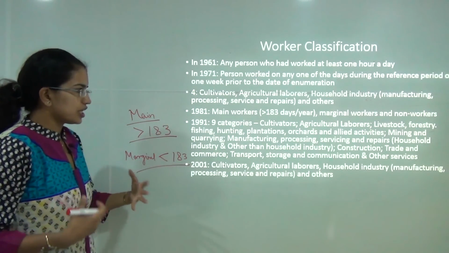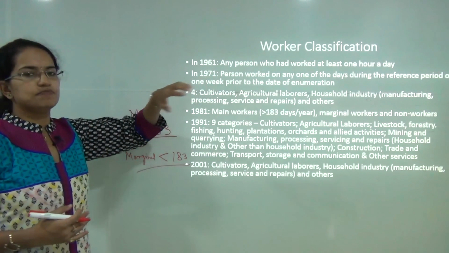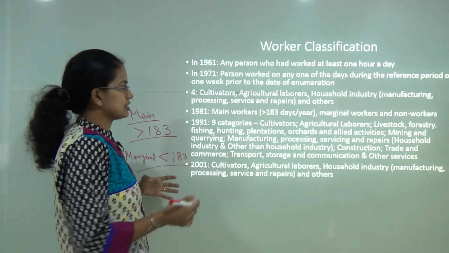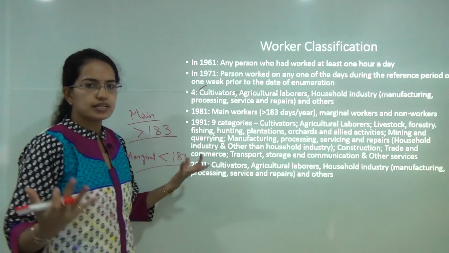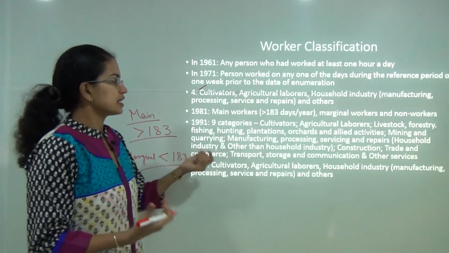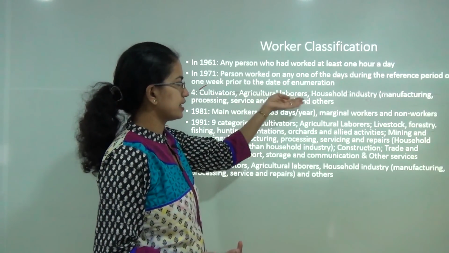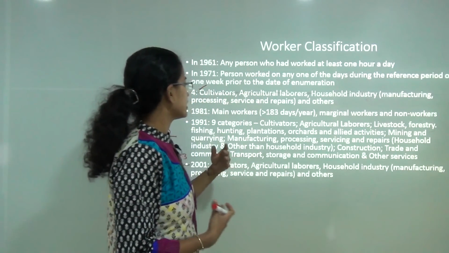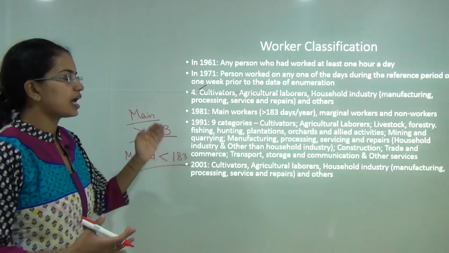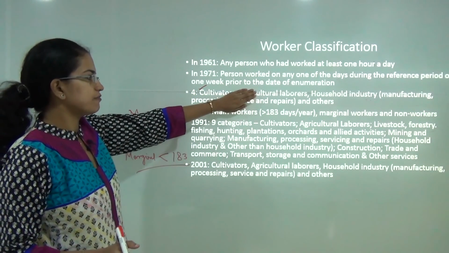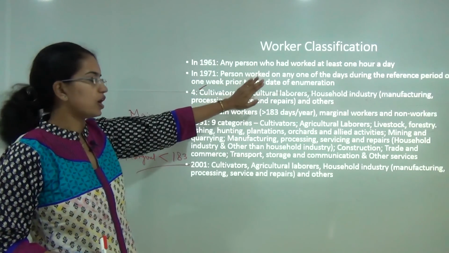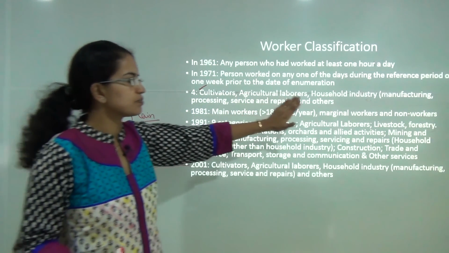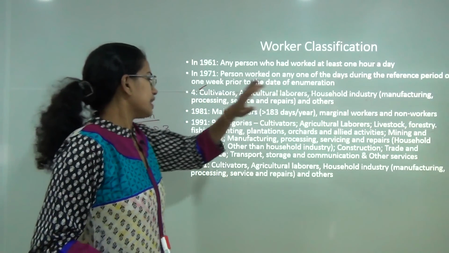The scenario changed. In 1971, there were 4 basic categories under which workers were classified. Since we are a predominantly agricultural society, the classification was cultivators, agricultural laborers, household industries, which include manufacturing, industries, services, repairs and everything, and others. So these were the only 4 categories that existed in 71. The same happened in 81, with a further classification of main workers, marginal workers and non-workers.